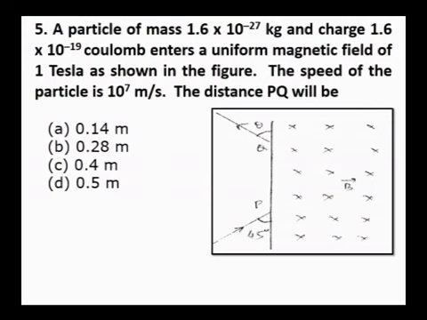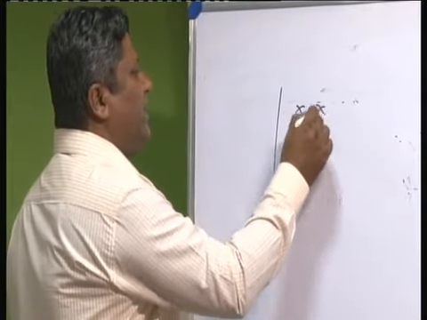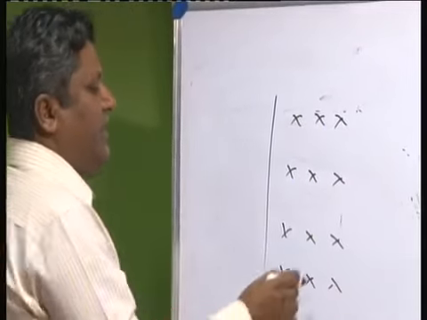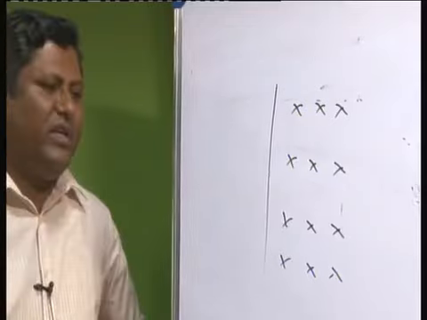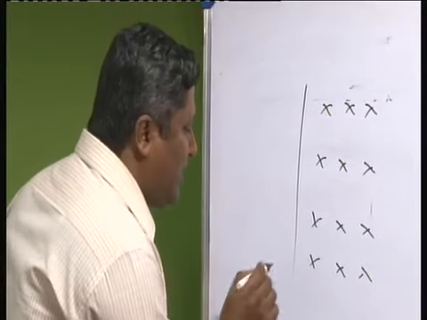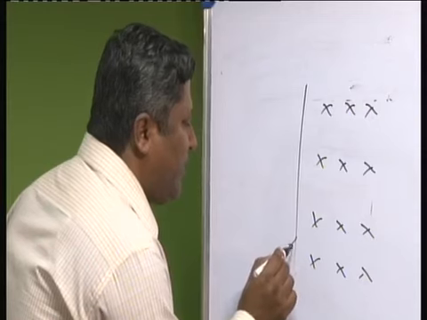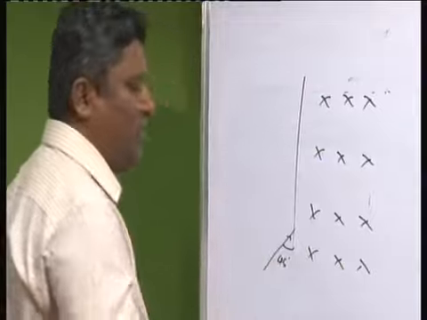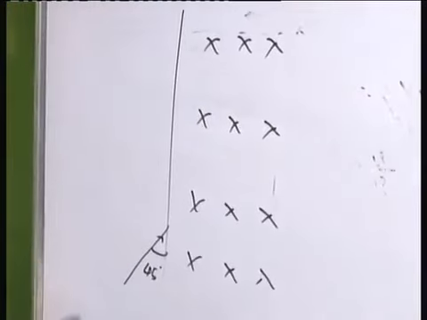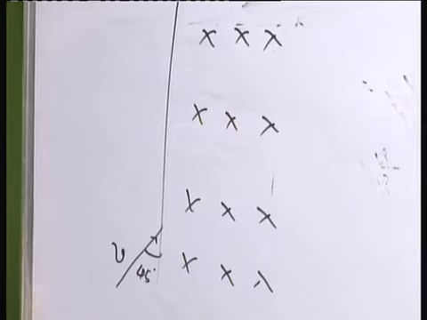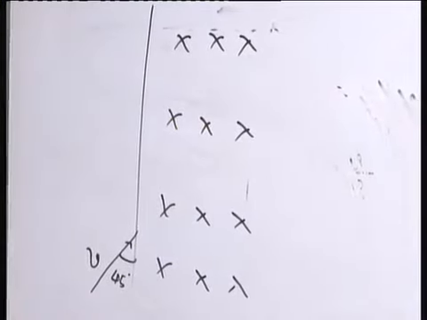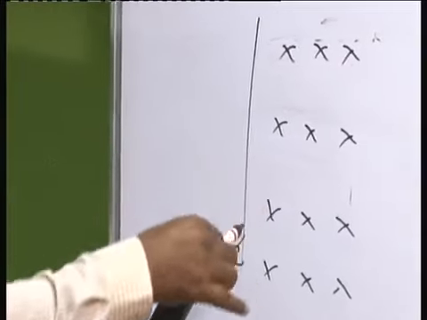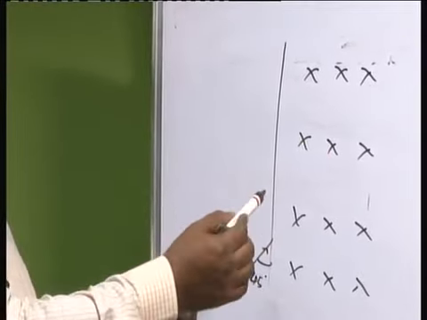Okay, we know that a charged particle is entering a uniform magnetic field, and this cross indicates that the direction of the magnetic field is perpendicular to the plane of the board. You can see here the particle enters the magnetic field such that it makes an angle of 45 degrees with this line. But I can say that the direction of velocity of the charged particle and the magnetic field are perpendicular, because this is the direction of velocity and this is the direction of the magnetic field.